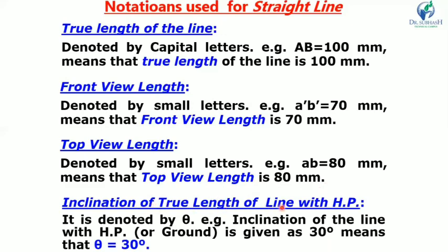Inclination of the true length of the line with HP. It means the inclination of capital AB with the horizontal plane, and it is denoted by theta. That is, the inclination of the line with HP, or in some cases the ground, is given as 30 degrees, which means theta is equal to 30 degrees. So the inclination of the true length with HP is denoted by theta.